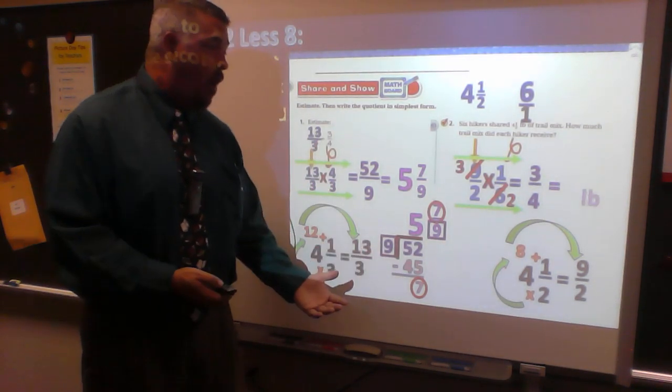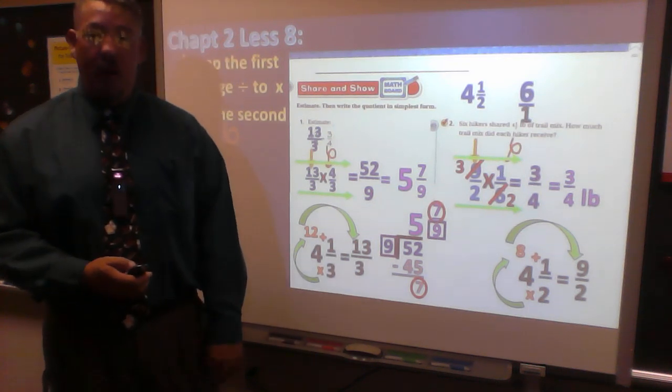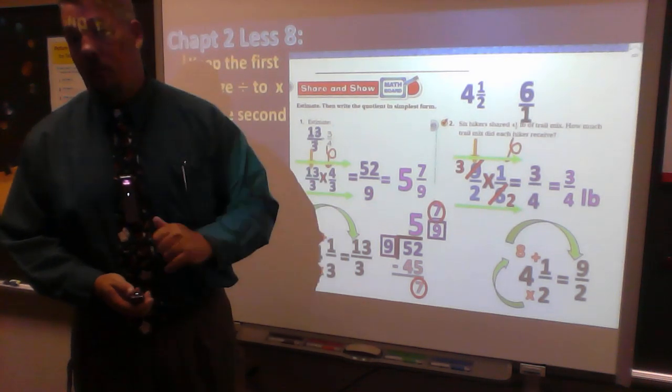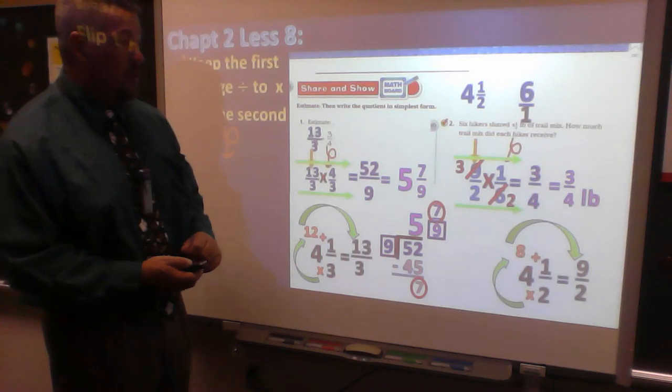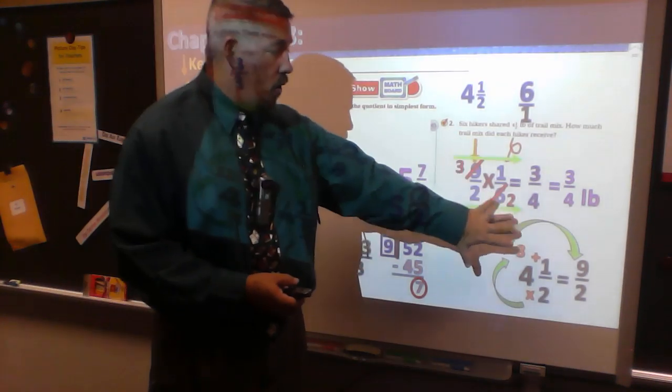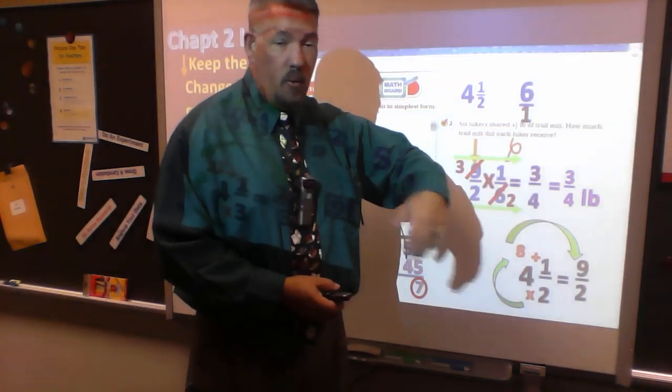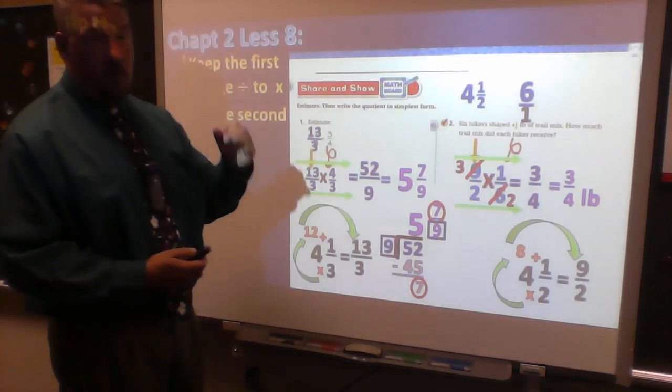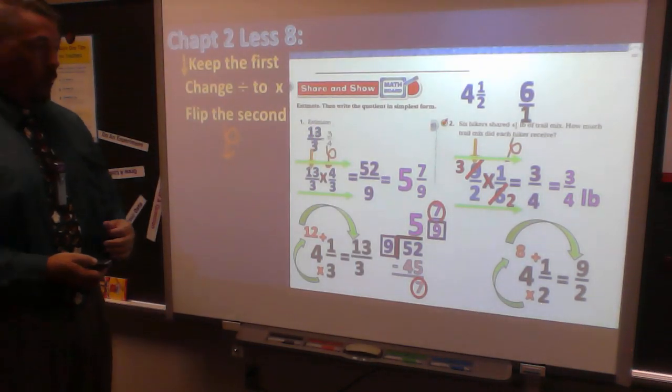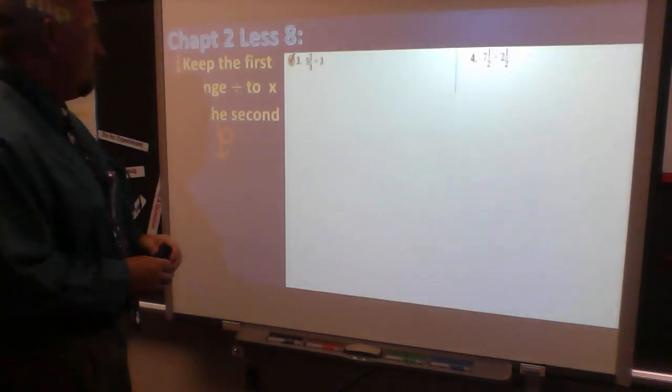3/4, but 3/4 what? I have 3/4 pounds. Since it's a story problem, I have to remember my label, because that's an extra point. I have showing my work, which is a point, my correct answer, which is a point, and my label. So story problems are almost always worth 3 points, unless they ask multiple questions.